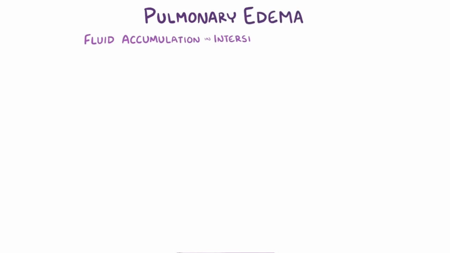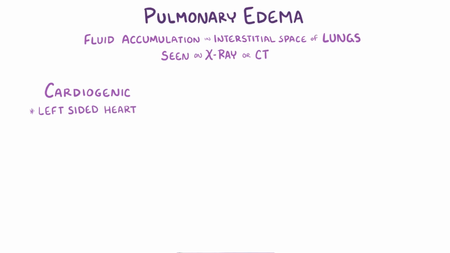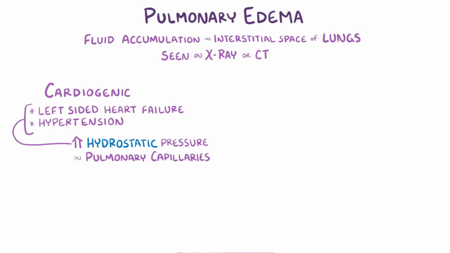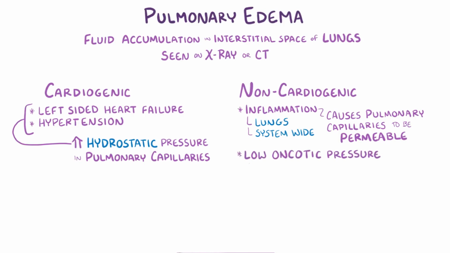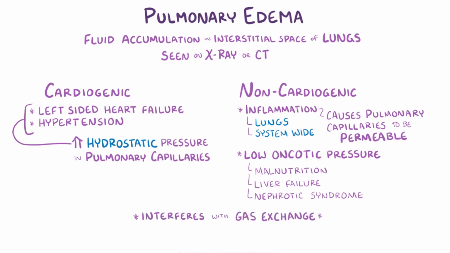Alright, as a quick recap. Pulmonary edema refers to fluid accumulation in the interstitial space of the lungs, which can be seen on a chest X-ray or chest CT scan. Common cardiogenic causes include left-sided heart failure and hypertension, both of which lead to increased hydrostatic pressure in the pulmonary capillaries. Common non-cardiogenic causes include inflammation in the lungs or system-wide inflammation, which causes the pulmonary capillaries to be more permeable. Other causes include a low oncotic pressure, which can be from malnutrition, liver failure, and nephrotic syndrome. Regardless of the cause, pulmonary edema interferes with gas exchange and results in shortness of breath.